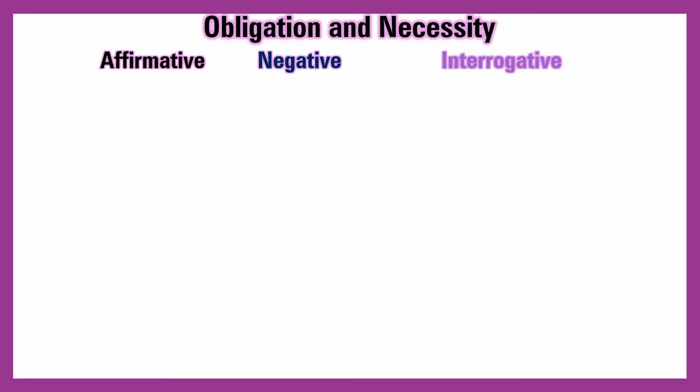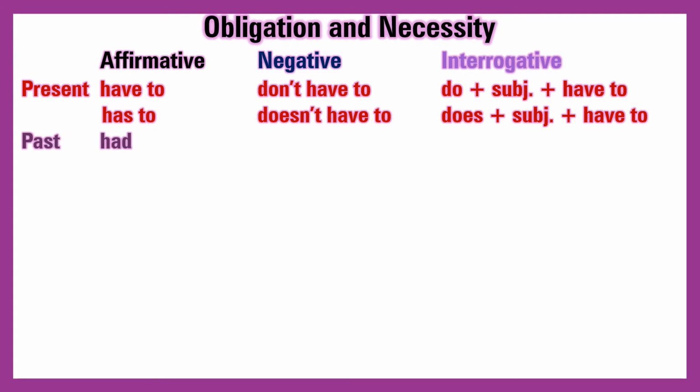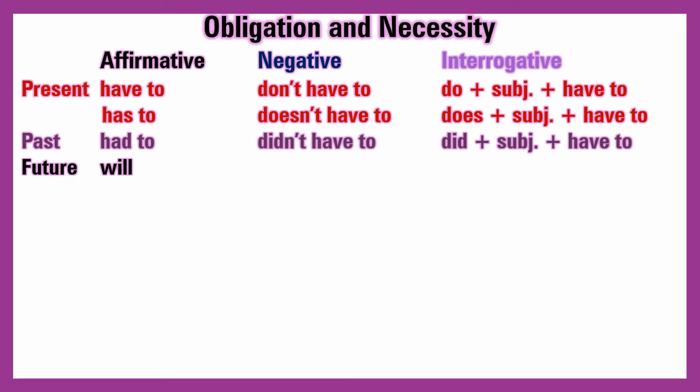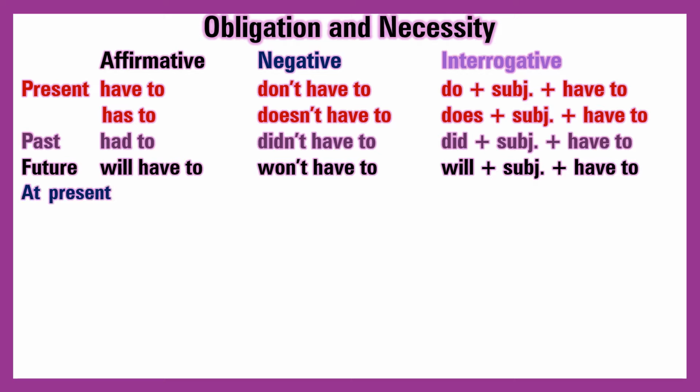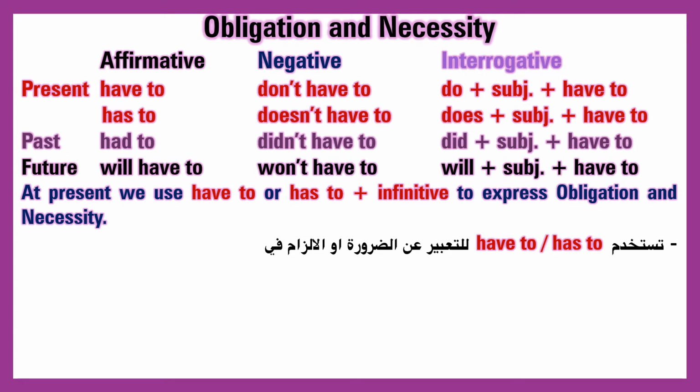Obligation and necessity. Affirmative, negative, interrogative. Present: have to, don't have to, do and subject plus have to. Has to, doesn't have to, does and subject plus have to. Past: had to, didn't have to, did and subject plus have to. Future: will have to, won't have to, will and subject and have to.